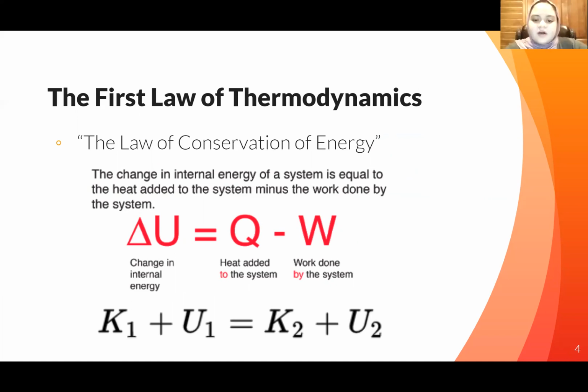Then we have the first law of thermodynamics, which is better known as the law of conservation of energy. It states that a system's change in internal energy is equivalent to the difference of the net heat transfer into the system and net work done by the system. This is seen in the equation in red. It can also be visualized through the equation K1 plus U1 equals K2 plus U2, in which the initial kinetic energy plus the initial potential energy is equal to the final kinetic energy plus the final potential energy. This is the equation of conservation of energy.